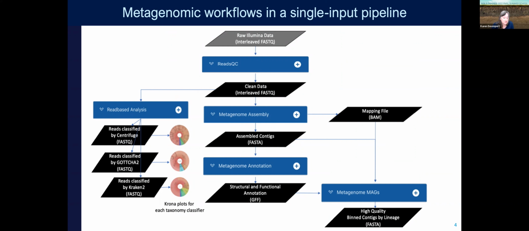What we've done is generate a pipeline that takes raw Illumina data, and it's linking the output from one process to the input of another process so that the user can simply put in raw sequencing data, and it will take it through an end-to-end pipeline through all of these different analyses.